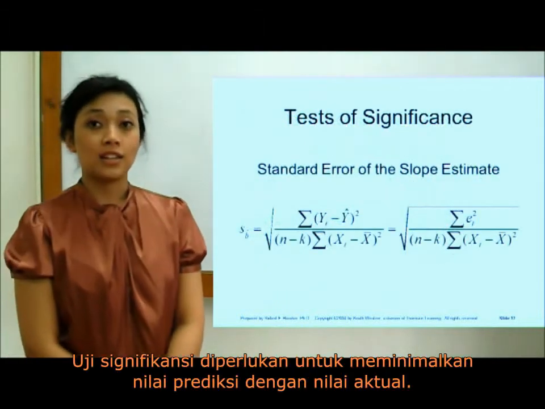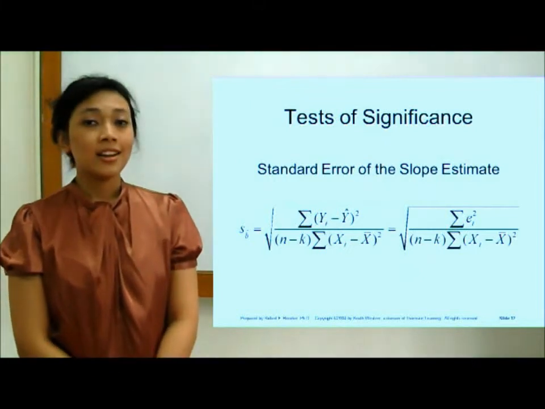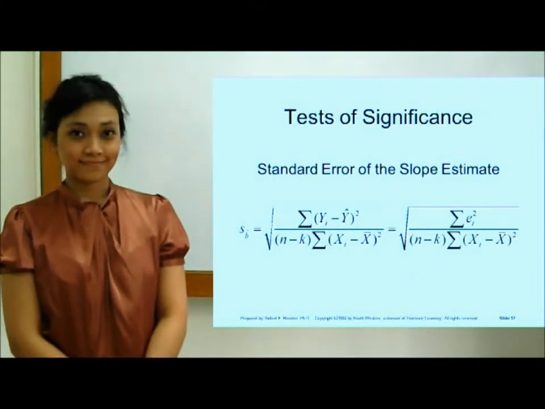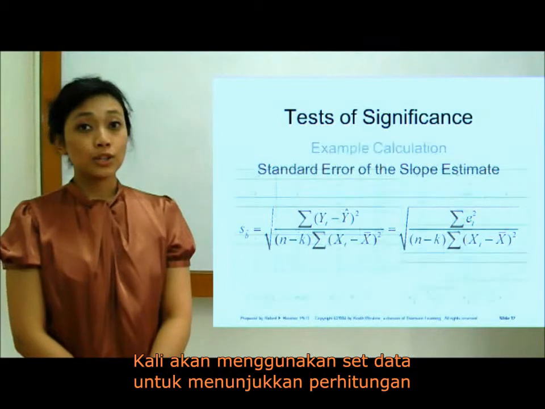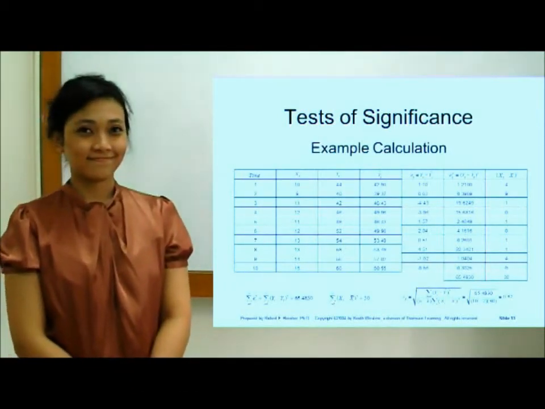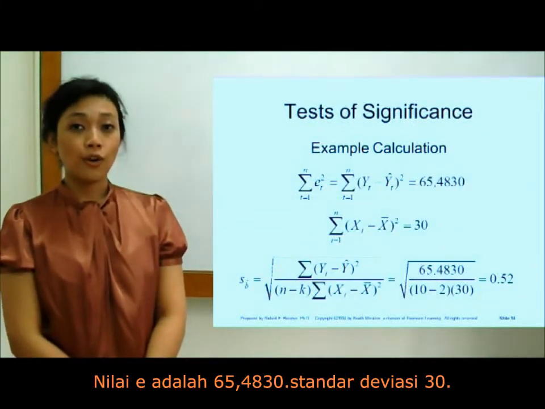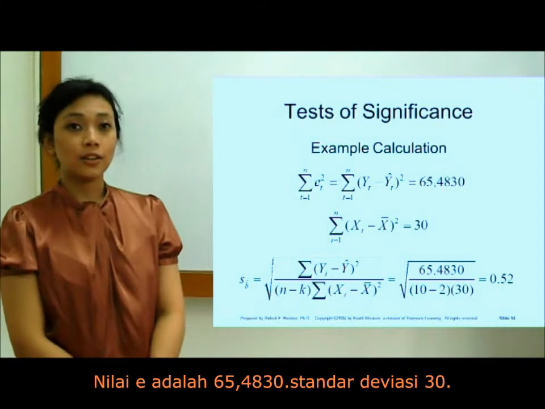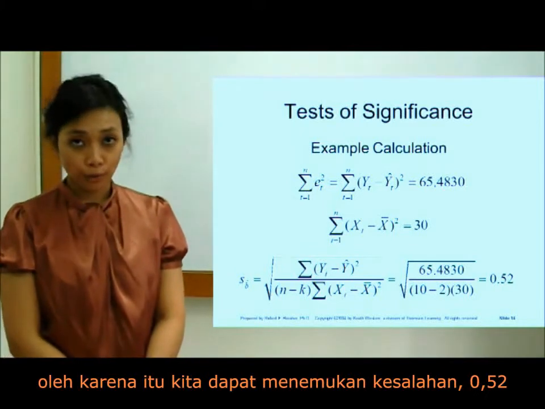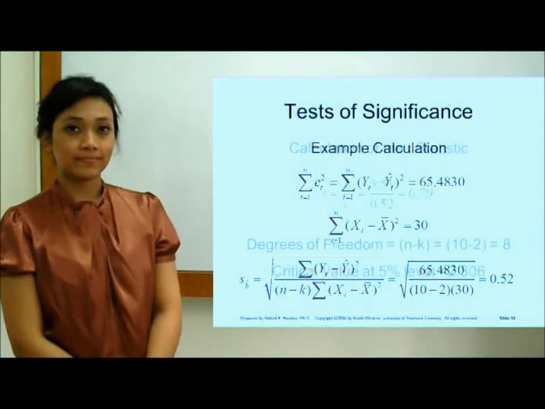A test of significance is required to minimize the difference between the predicted value and the actual value. Here is the formula. We will use this set of data to show the calculation. The E value is 65.4830. The standard deviation is 30. Therefore, we can find the error, 0.52.